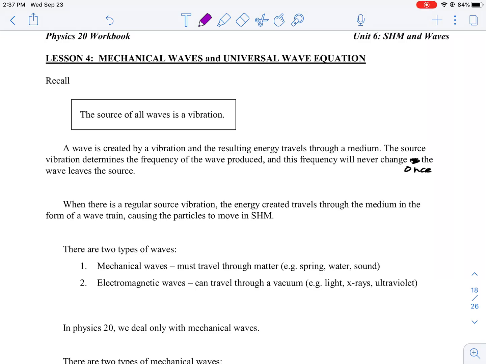All right, welcome back to Loving the Physics with Mr. Goldthorpe. So now we're moving on to the second phase or stage of this unit. We're going to talk about waves. But before we talk about waves, let's just do a little review from lesson 1.